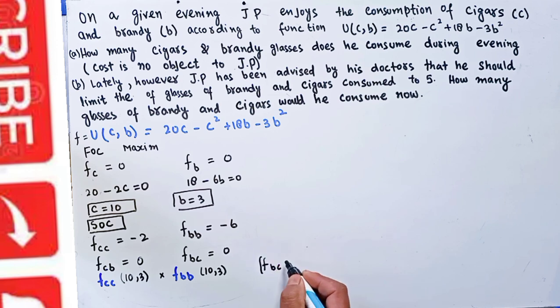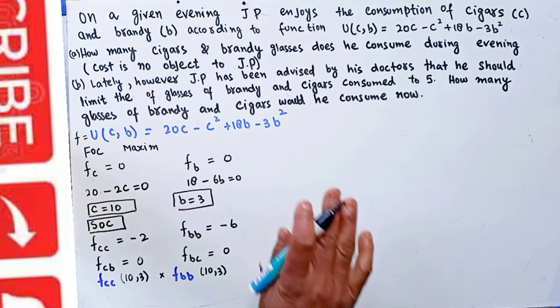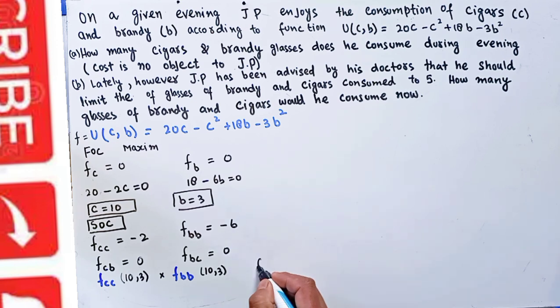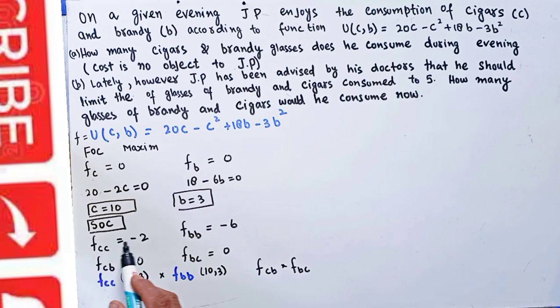squared. Or let's write it here, F of CB times F of BC. Okay, and again we evaluate them at the critical points. Here you can see, when we evaluate this function at 10 and 3, we will get 2 here. Because this function is not a function of C and B here, we will get minus 2 here, here we will get minus 6, and here we will get 0.